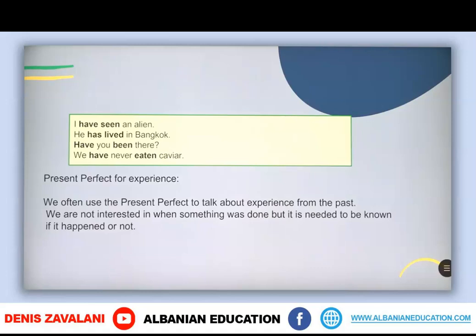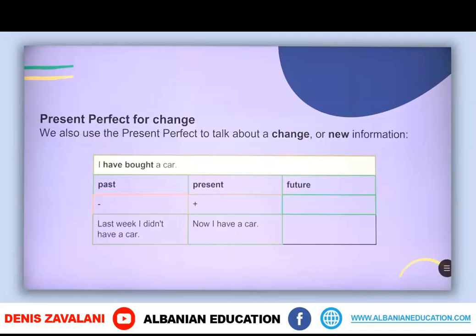At the moment that we use present perfect for experience, we know that we are talking about experiences from the past. We are not interested in when something was done, but it is needed to be known if it happened or not. For example, I have seen an alien. He has lived in Bangkok. Have you been there? We have never eaten caviar.